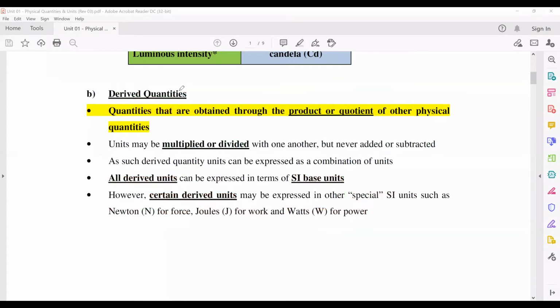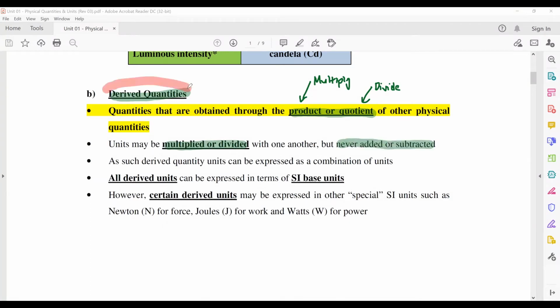Other than base quantities, we also have derived quantities. Derived quantities are obtained through the product or quotient of other physical quantities. When we say that they're the product of one another, it means that the physical quantities are multiplied with each other. When we say that they are the quotient of other physical quantities, it means that they are divided by one another. Units may be multiplied or divided with one another, but never added or subtracted.